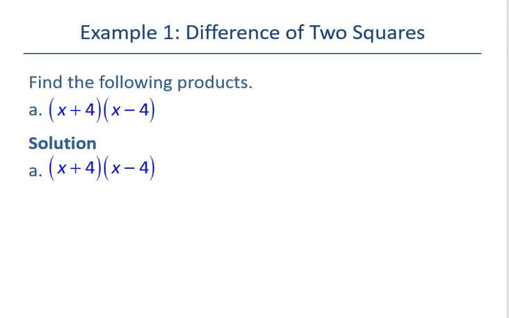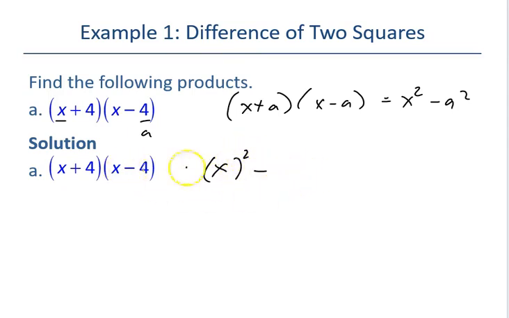We could start FOILing this out, but if we remember that if we have x plus a and also x minus a, it's also of the form x squared minus a squared, which means we can say, well, I've got this x part, and then this right here is going to be my a. Well, then we can write this as x squared minus, and then we've got this 4, so I've got to have 4 squared. Well, when we finish that, we're going to get x squared minus 16.